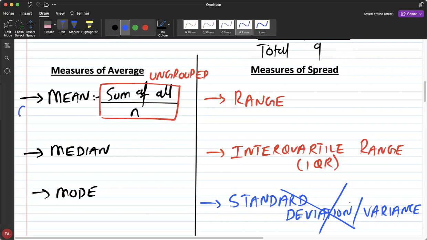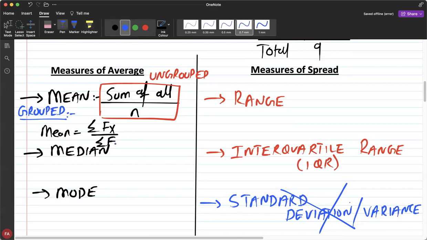When it comes to grouped data, we have a different formula. We write it down as mean is equal to sigma fx over sigma f. Although they both have the same meaning, as in me writing down mean is equal to sigma fx over sigma f, or writing down the formula as sum of all numbers over n, this actually has the same meaning. It's just one is represented in terms of frequency.